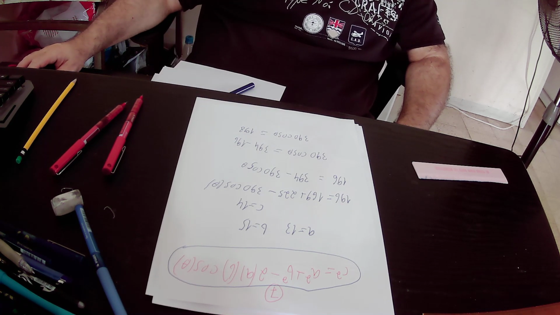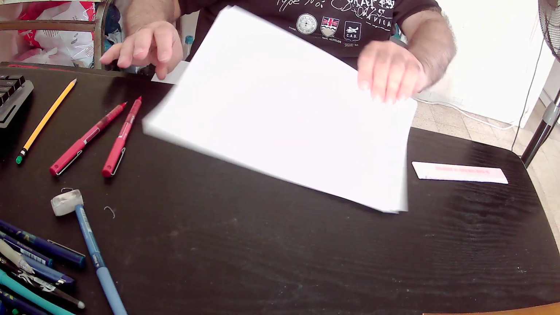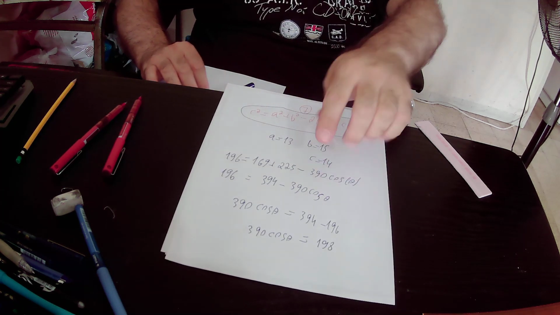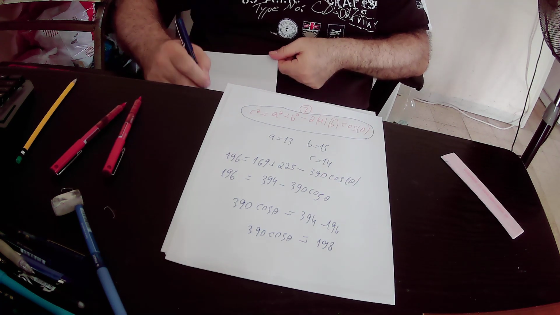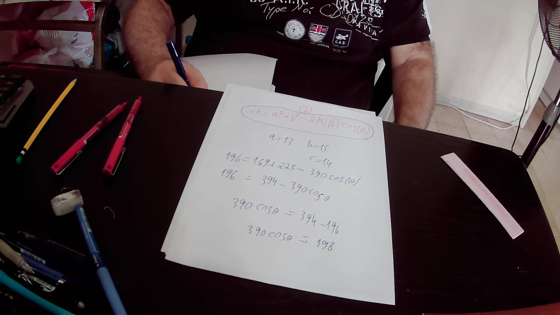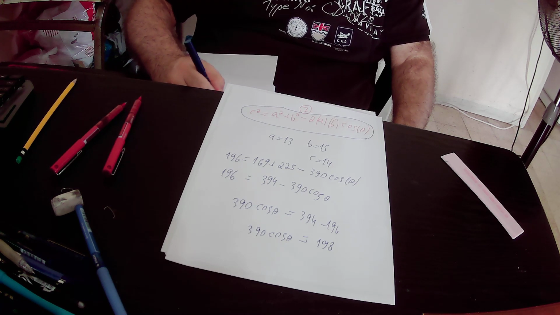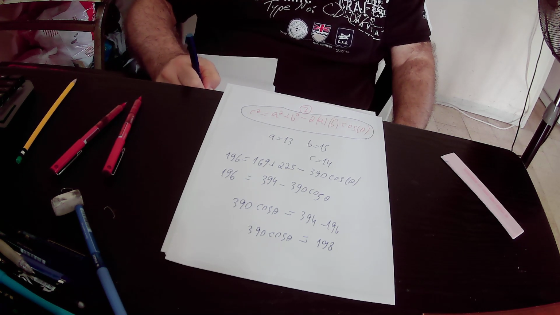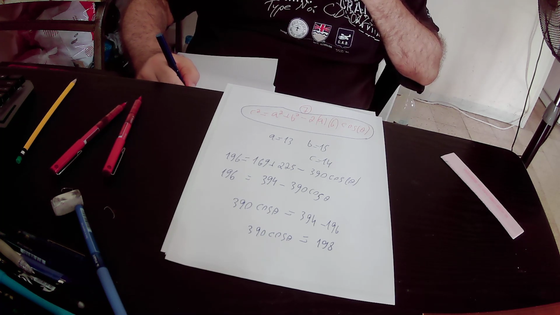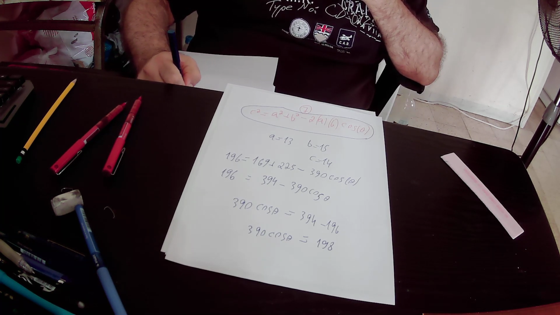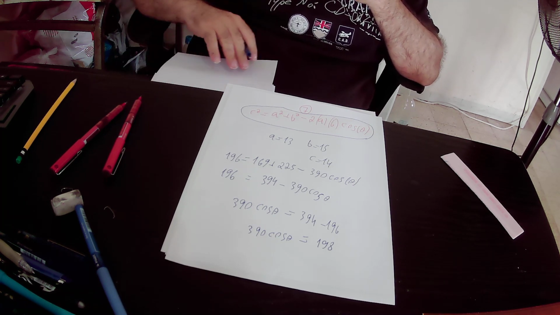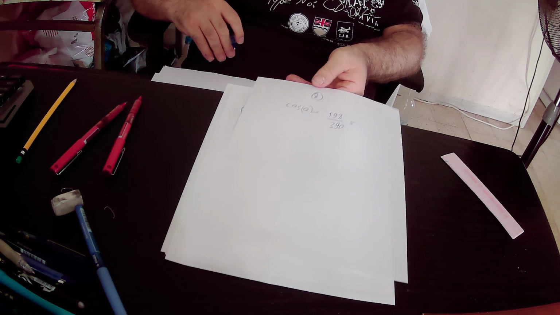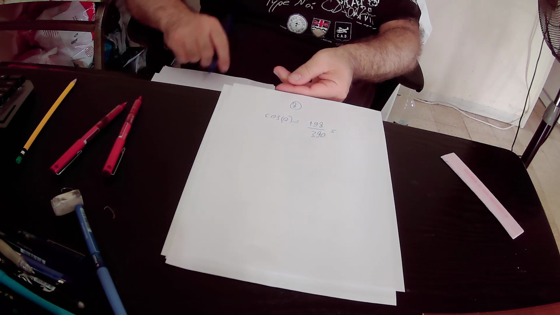Okay, so here we will divide this equality by 390, and we will get that cosine theta equals 198 over 390.